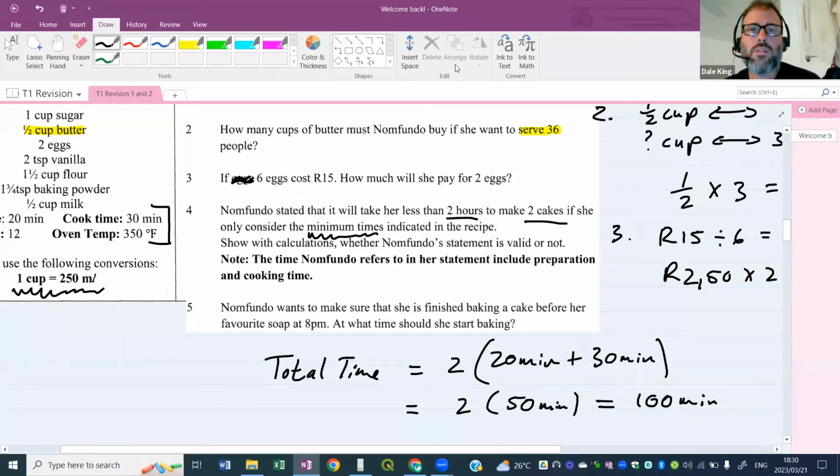You convert. Yeah, they didn't ask us to, but we can. In fact, if you take a glance down, it might be a good idea because question 5 talks about she wants to make sure she's finished baking a cake and she wants to finish at 8 p.m. So that's hours. So we might actually need to convert this. But because the question is not specific, I don't think the marker should mark you wrong if you leave it as 100 minutes. But we usually like to see hours and minutes.